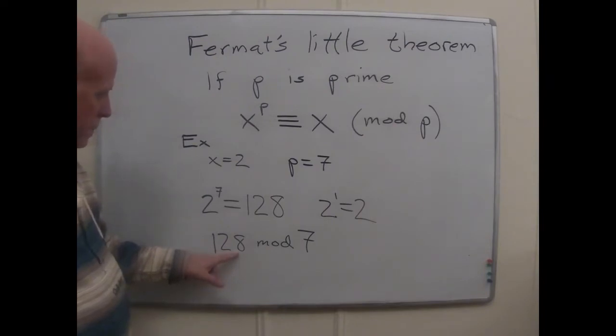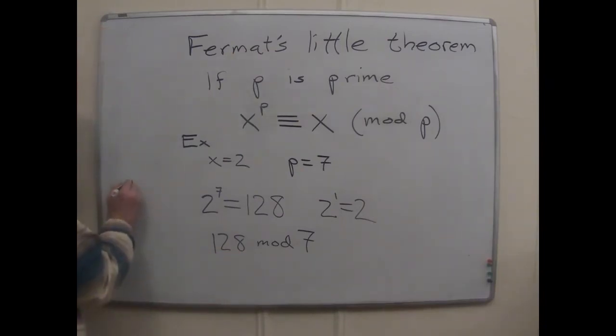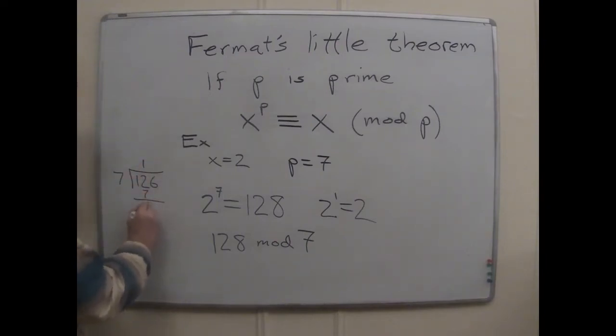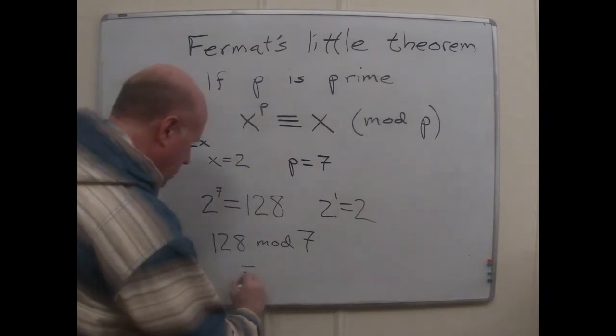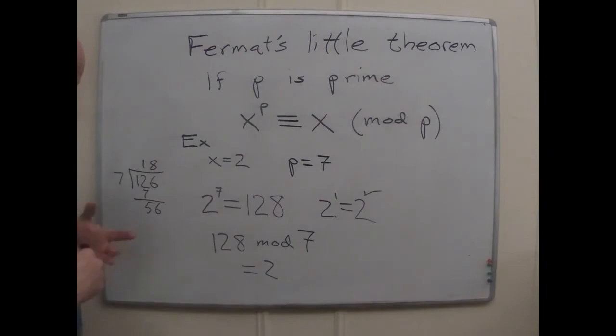128 mod 7. If it's 2 mod 7, that means 126 is a multiple of 7. I'm not sure if I know that. 126 divided by 7. 7 goes in once, and then you get 70, and then you get 56. Oh yeah, 7 into 56 is 8. So yeah, 126 is a multiple of 7. That means this number is equal to 2, and so is that one. So there's an example of it.